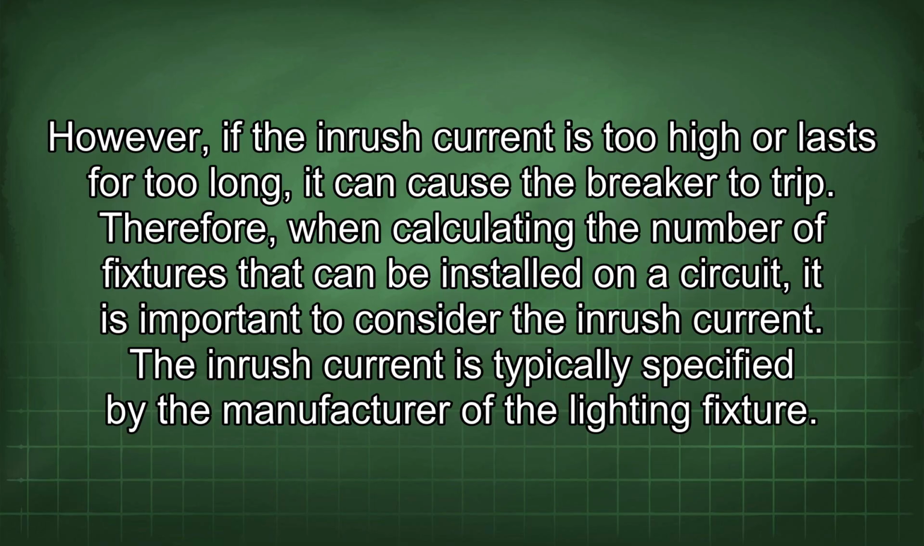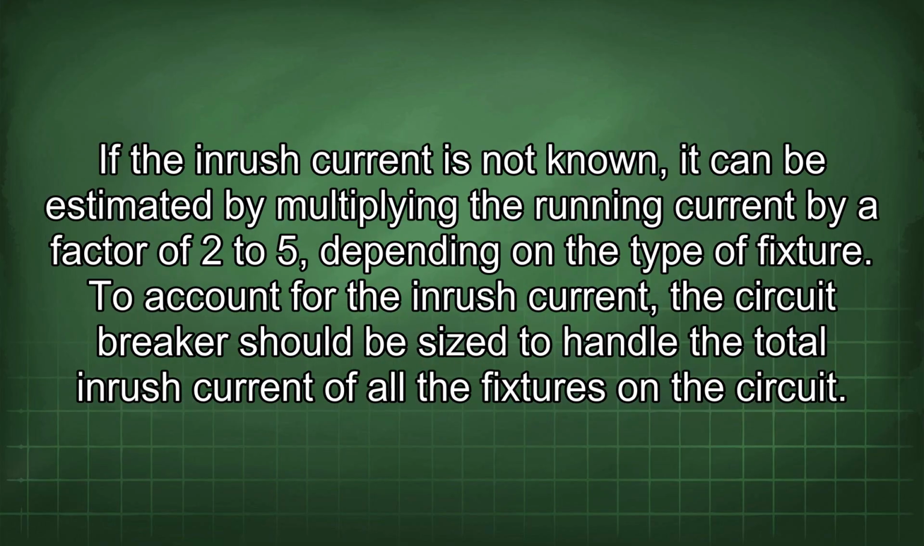Therefore, when calculating the number of fixtures that can be installed on a circuit, it is important to consider the inrush current. The inrush current is typically specified by the manufacturer of the lighting fixture. If the inrush current is not known, it can be estimated by multiplying the running current by a factor of 2 to 5 depending on the type of fixture. To account for the inrush current, the circuit breaker should be sized to handle the total inrush current of all the fixtures on the circuit.